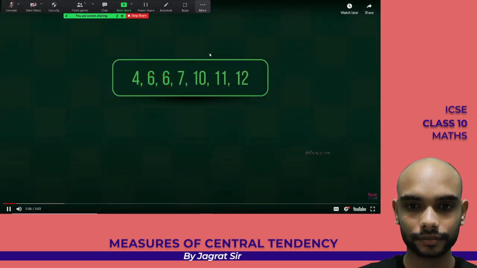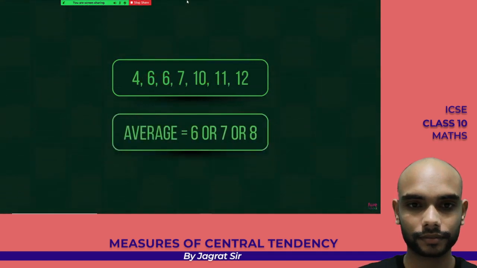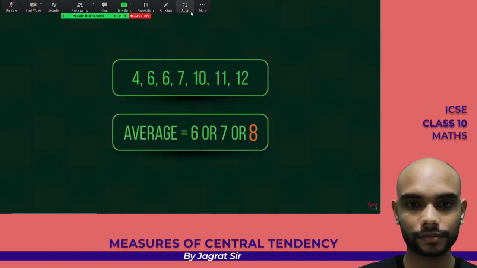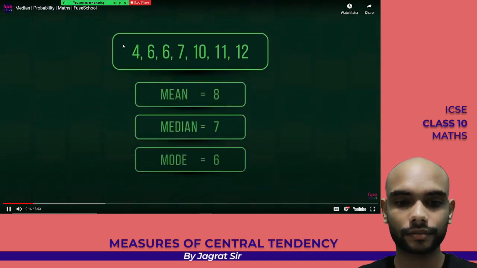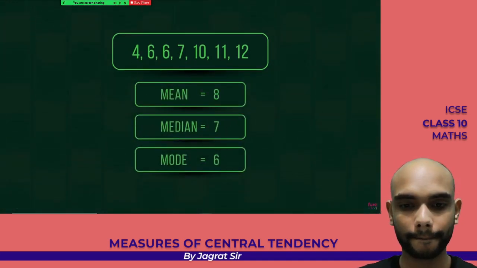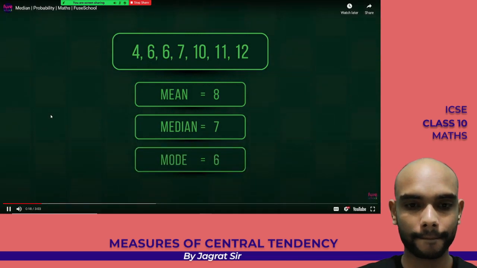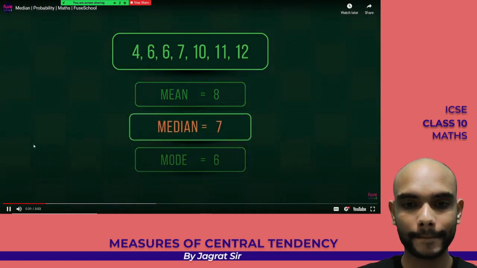The average for this dataset could be 6, 7, or 8. That's because there are 3 different measures of average. In this video, we're going to look at how to find the median.